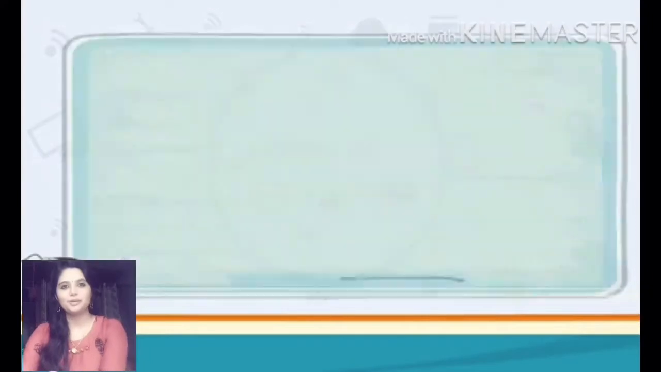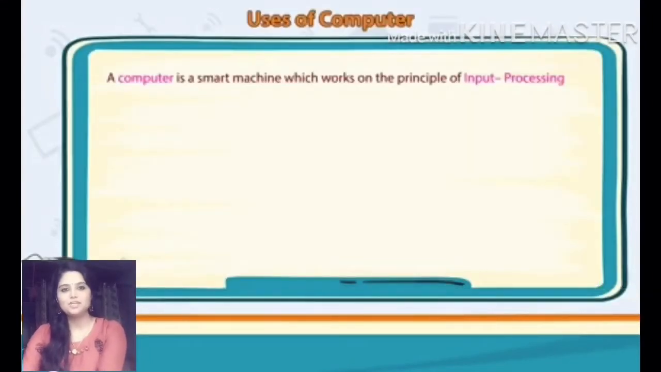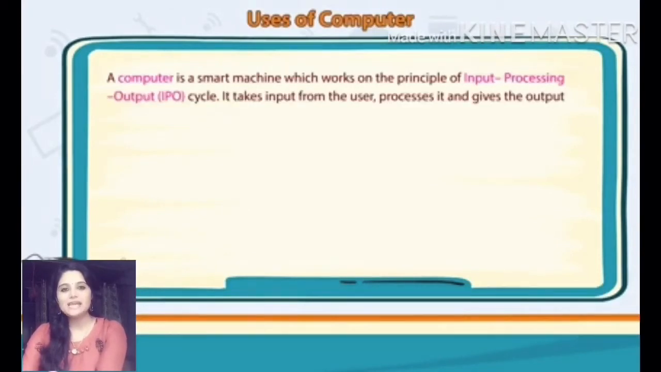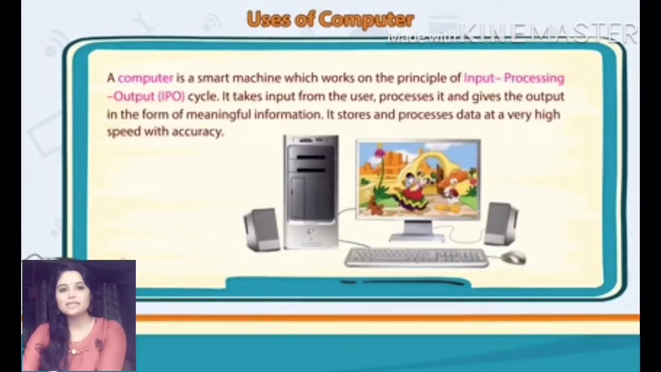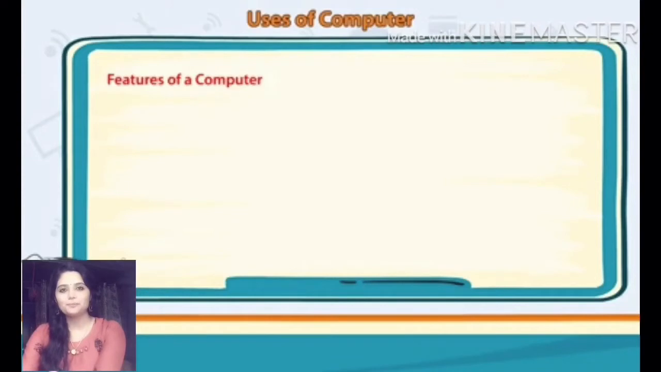Uses of computer. Computer is a smart machine which works on the principle of input processing output, the IPO cycle. It takes input from the user, processes it and gives the output in the form of meaningful information. It stores and processes data at a very high speed with accuracy. Features of a computer. The following features make computer a smart machine.